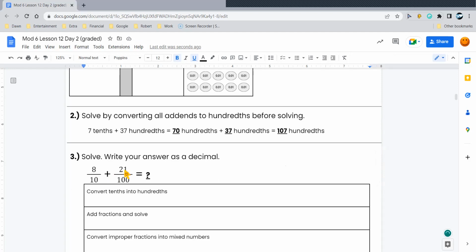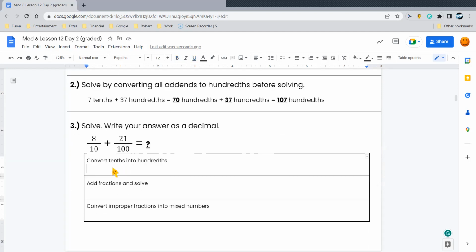I have 8 tenths plus 21 over 100. I'm going to take that 8 tenths and multiply by some fraction which equals a whole 1, so that the answer is some fraction over 100. So 10 times what number gives me 100? I know it's 10. And what we do to the bottom, we do to the top. Or what we do to the denominator, we do to the numerator. Then I do 8 times 10, which gives me 80.